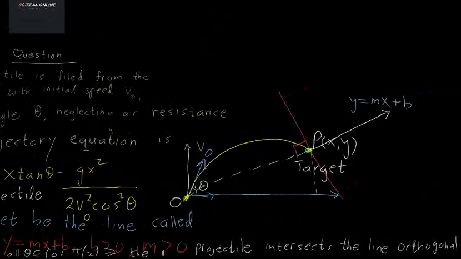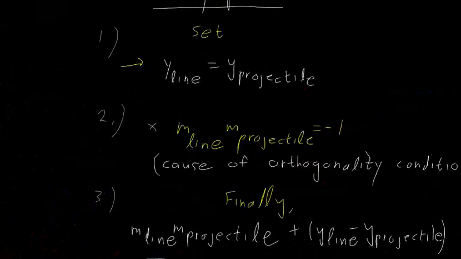So let me summarize. The main mistake is solving only for the intersection. If you only solve for the intersection, if you only did y line equals y projectile for your framework, then you're doing something wrong. But orthogonal impact requires the projectile to meet the line at a right angle.